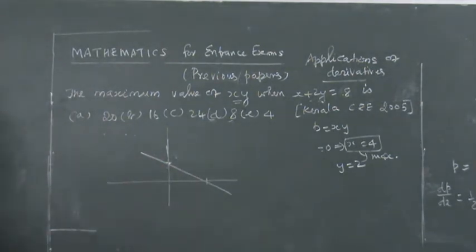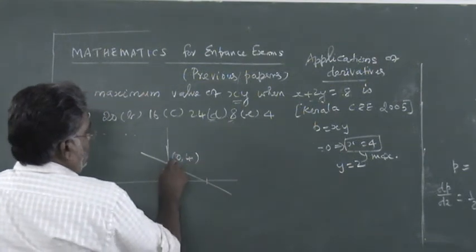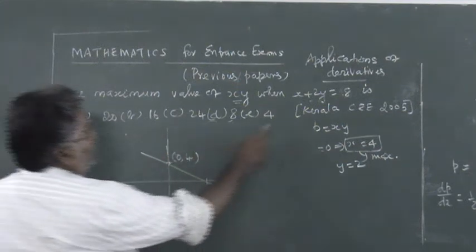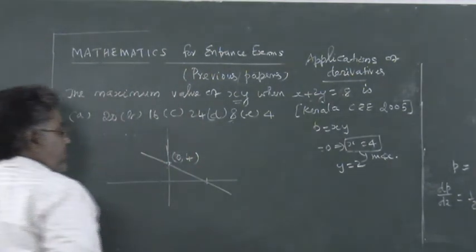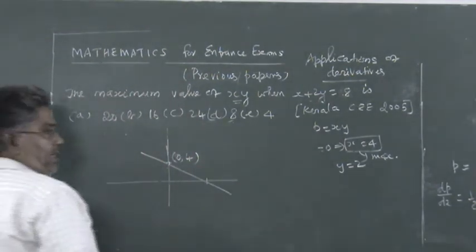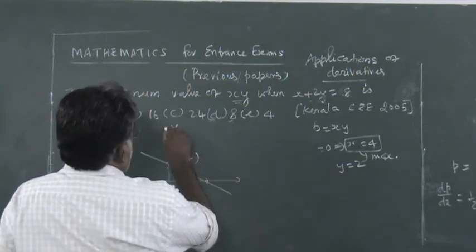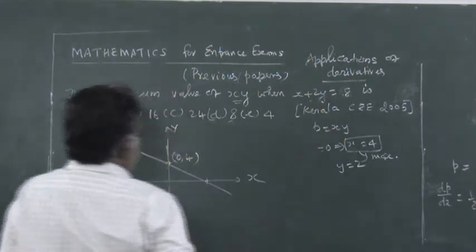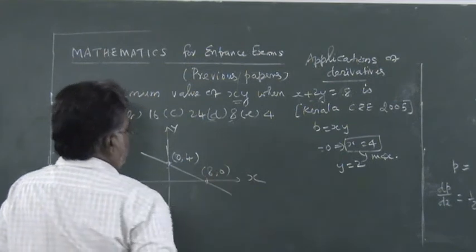For this point, you make y 0. For the other, x is 0. Make x 0: 2y is equal to 8, so the y coordinate is 4 and the x coordinate is 0. So the point is (0, 4). And for the other point here, y is 0. You make y 0, you get x as 8. So (8, 0) is a point.